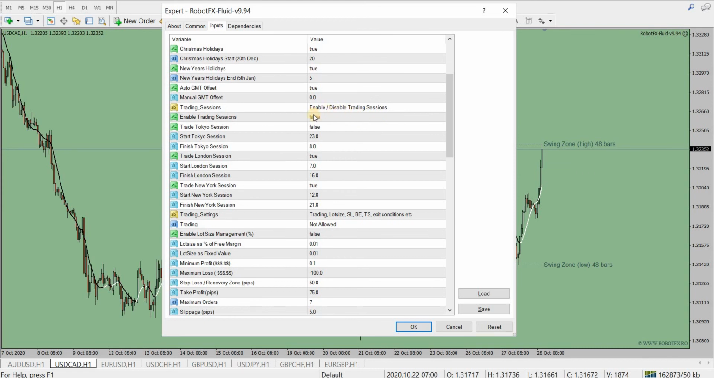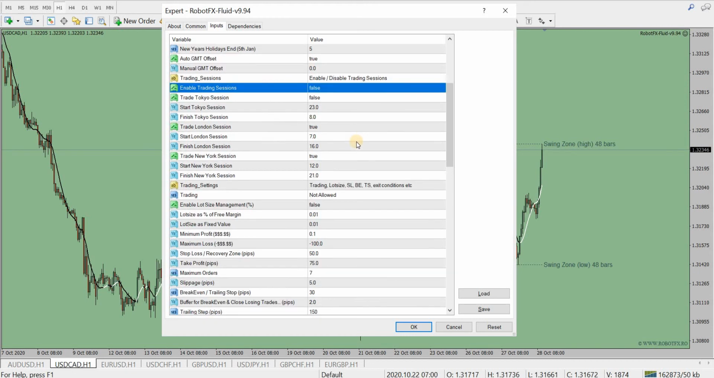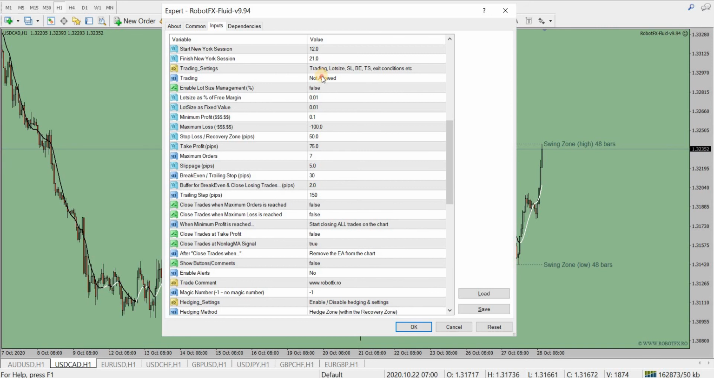What else do I do? I don't use trading sessions at all. That's me. I'm not scalping. I don't wait for the market to open, and I don't close the trades before the market is closing. I personally allow it to do whatever it wants, buy and sell, because I rely on the trend detector anyway. Depending on the equity, I may or may not allow lot size management.